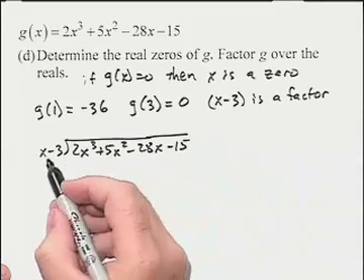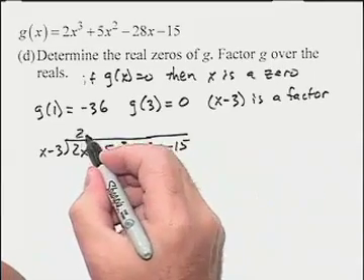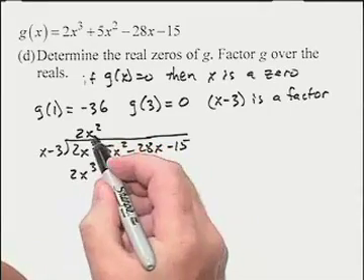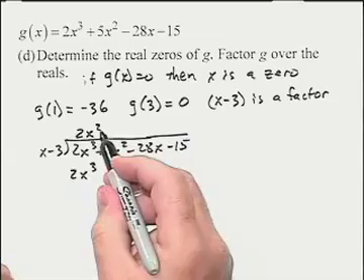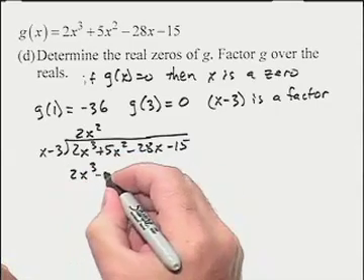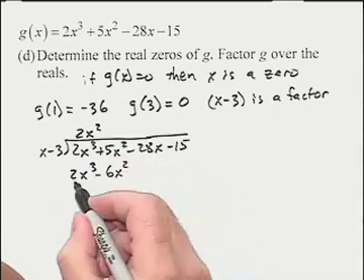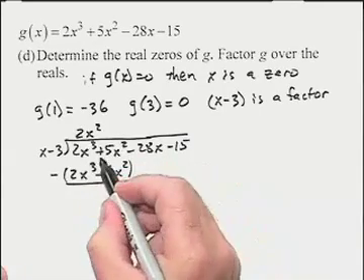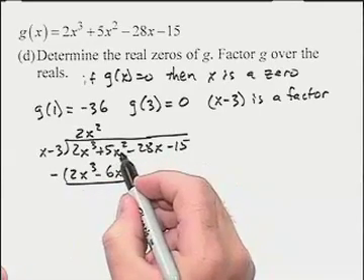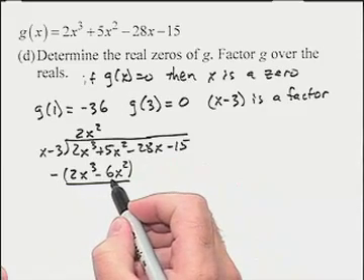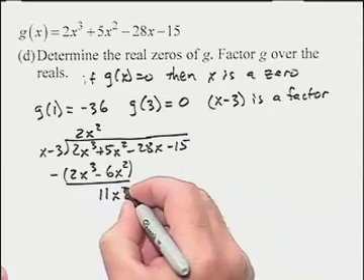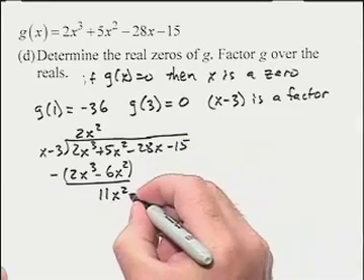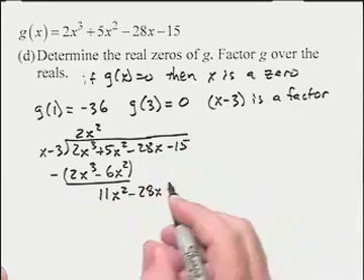If we look at 2x cubed, we need to multiply x by 2x squared to get 2x cubed. 2x squared times x is 2x cubed. 2x squared times negative 3 gives us minus 6x squared. We subtract that. 2x cubed minus 2x cubed is 0. 5x squared minus a negative 6x squared gives us 11x squared, since the minus the negative makes it plus. We'll drop down our minus 28x.